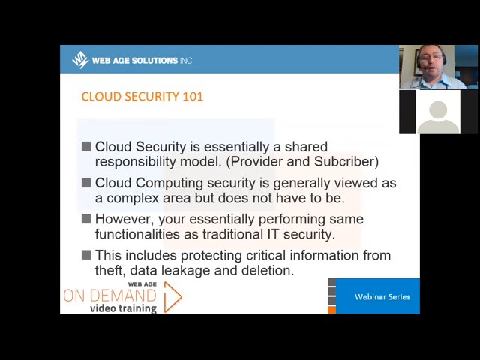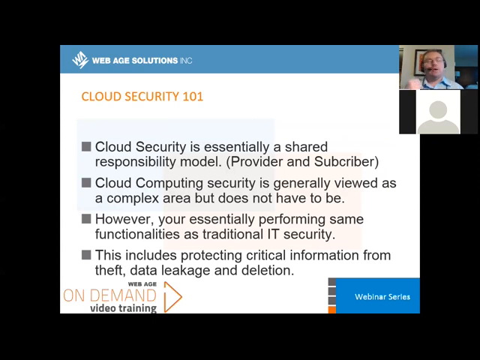So what is cloud security? Now, cloud security is essentially a shared responsibility model. When we talk about the cloud, remember that whether you're using Amazon or Salesforce, or IBM Cloud or whatever cloud, Rackspace, etc., this is a shared responsibility.